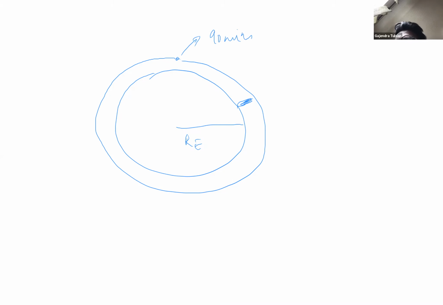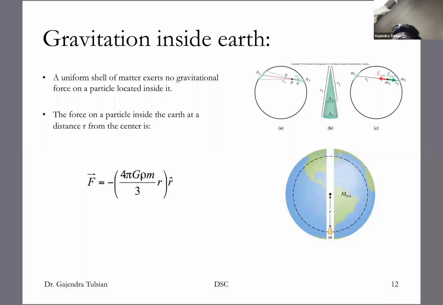Okay, so let's go back to this example that we're talking about. Now, here's a thought experiment. Let's say we dig a hole through the center of the Earth. Now, if you drop an object in this hole, it turns out that the motion of this object would be just like that of a mass attached to a spring. And this mass would oscillate back and forth.